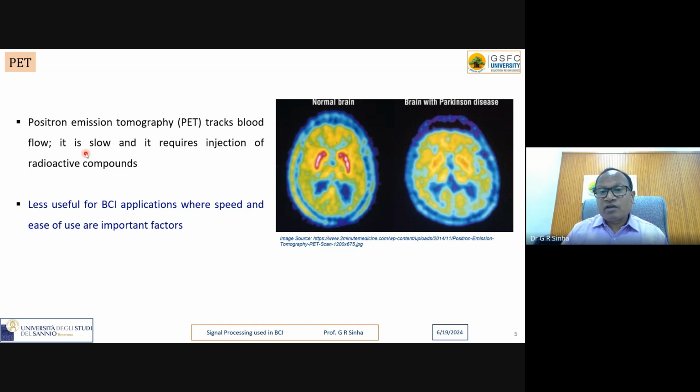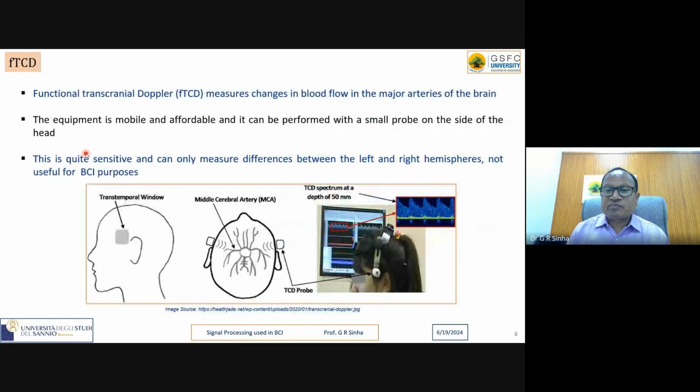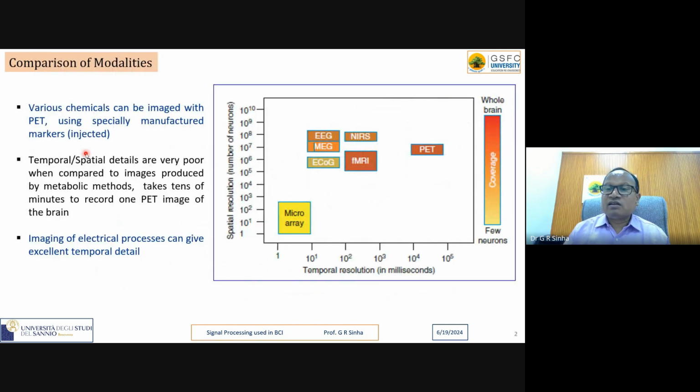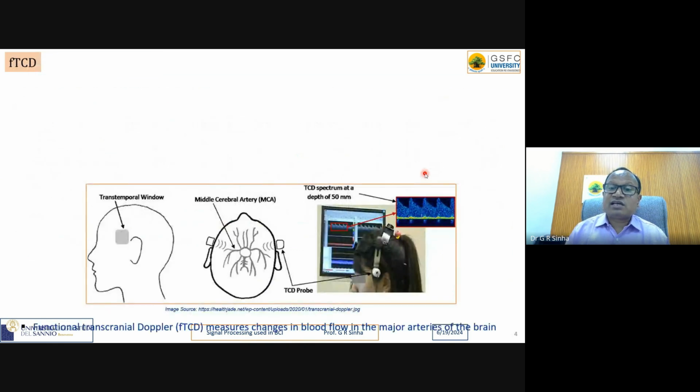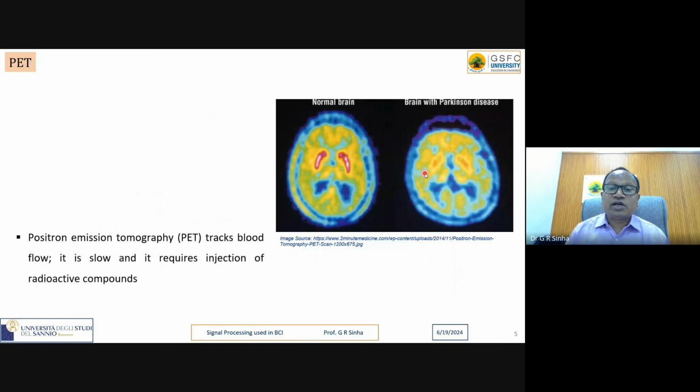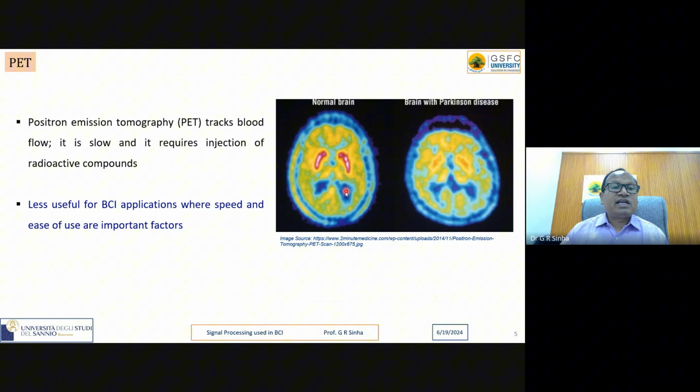It is slow. Remember, see the diagram. I'll take you to the diagram again. PET, the temporal resolution and spatial resolution. Imagine in PET, it is 10 to the power 5, so almost 100 seconds is taken. And therefore it writes, look at what is written here. It's very slow. Time taken is so much.